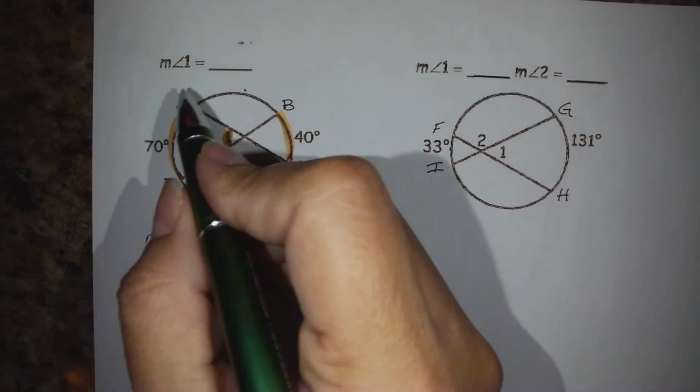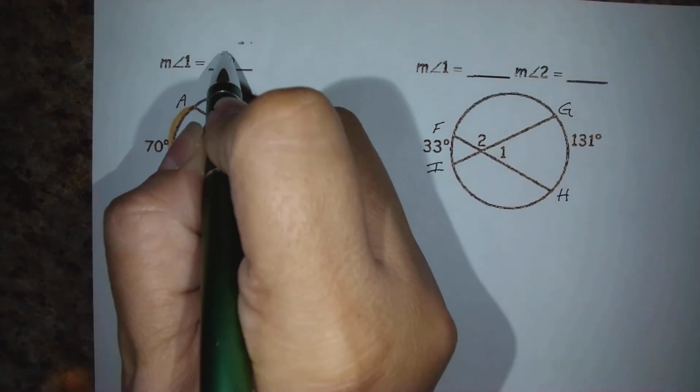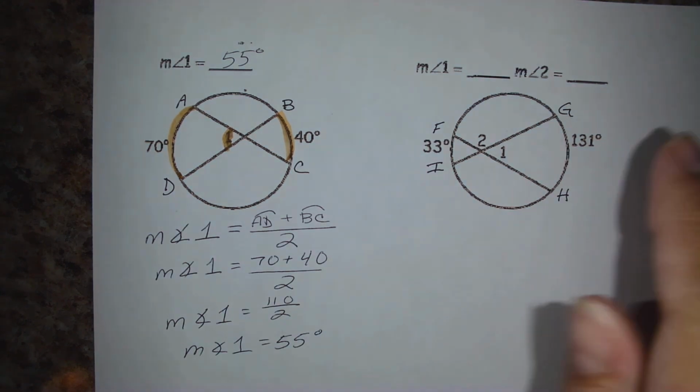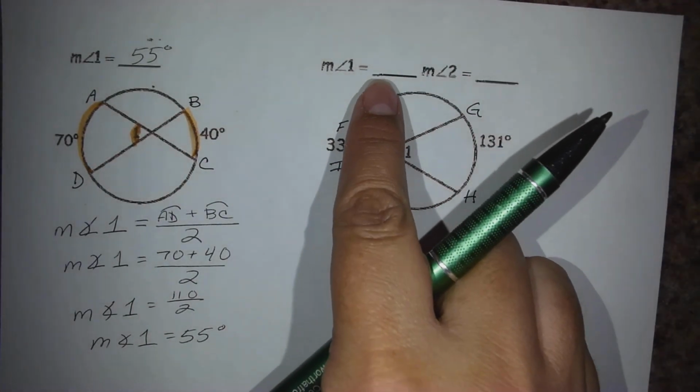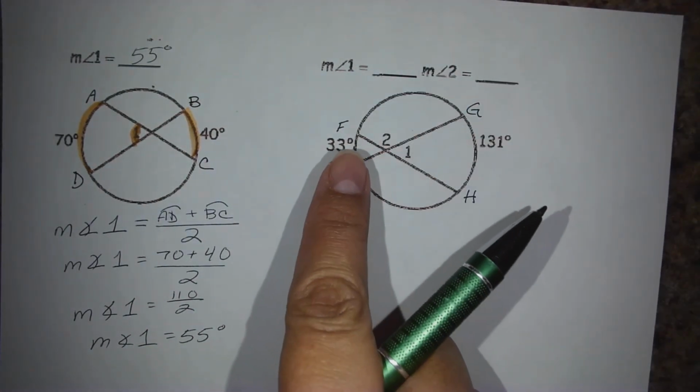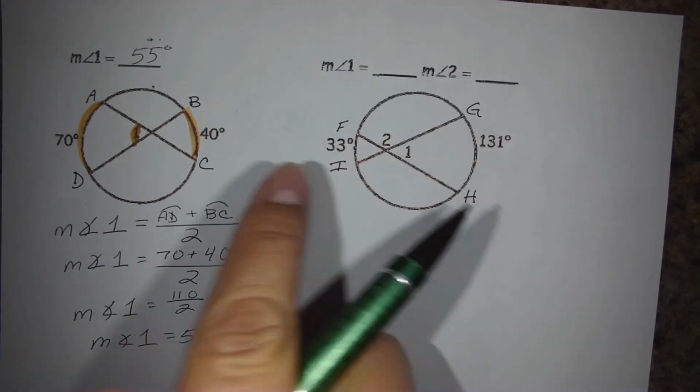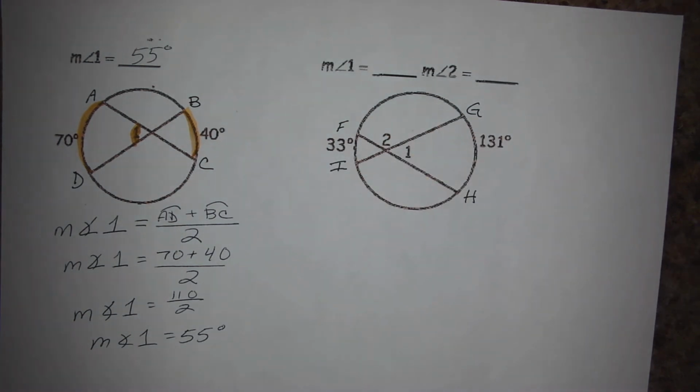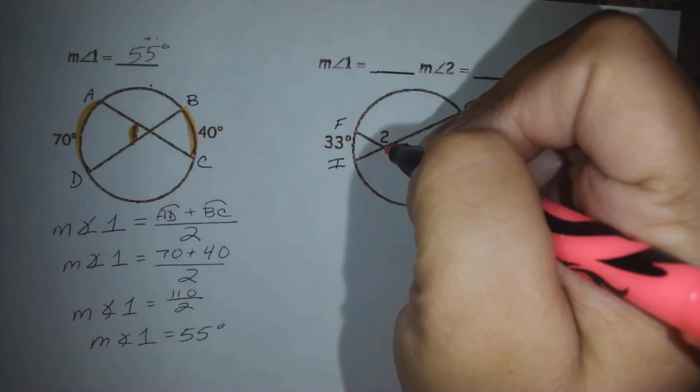That's 1. So I already know my measure of angle 1 is 55 degrees. This one, we're looking for 2 different angles. We're looking for 2 of them. So let's take a look. The measure of angle 1 is the first one that we're looking for. So the measure of angle 1 is right here.